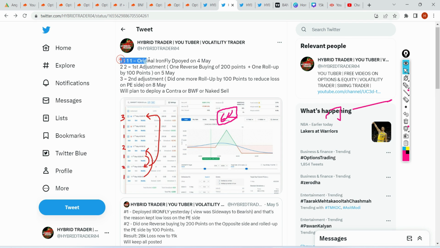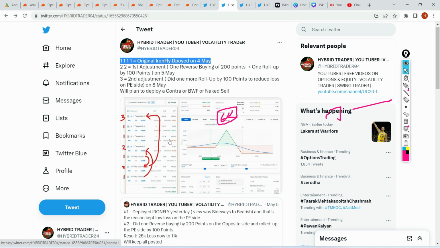111 is the original Ironfly which I deployed on 4th May, right? Two first adjustments I've done, and I've explained everything in the text. If you're not able to understand in the video, you can read this. What did I say? 200 points I did the reverse buying and one roll up by 100 points on the 5th May. And the second adjustment, did one roll up by 100 points to reduce the loss on the PE side.